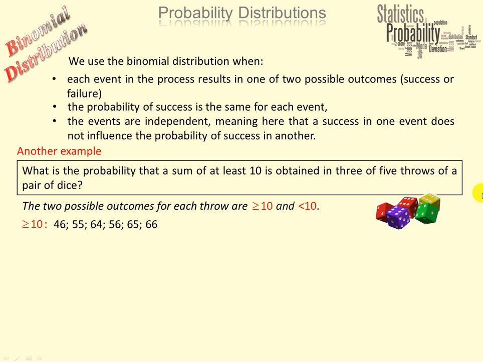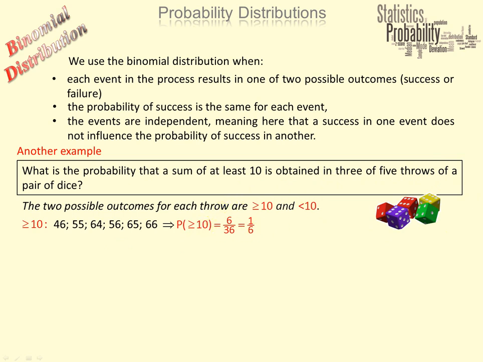Now, if we had to count them, there's the number giving greater than or equal to 10, which means the probability of greater than or equal to 10 is 6 over 36. Now, that we need to know in binomial theorem. We need to know the probability of success and the probability of failure. So we have just worked out the probability of success.